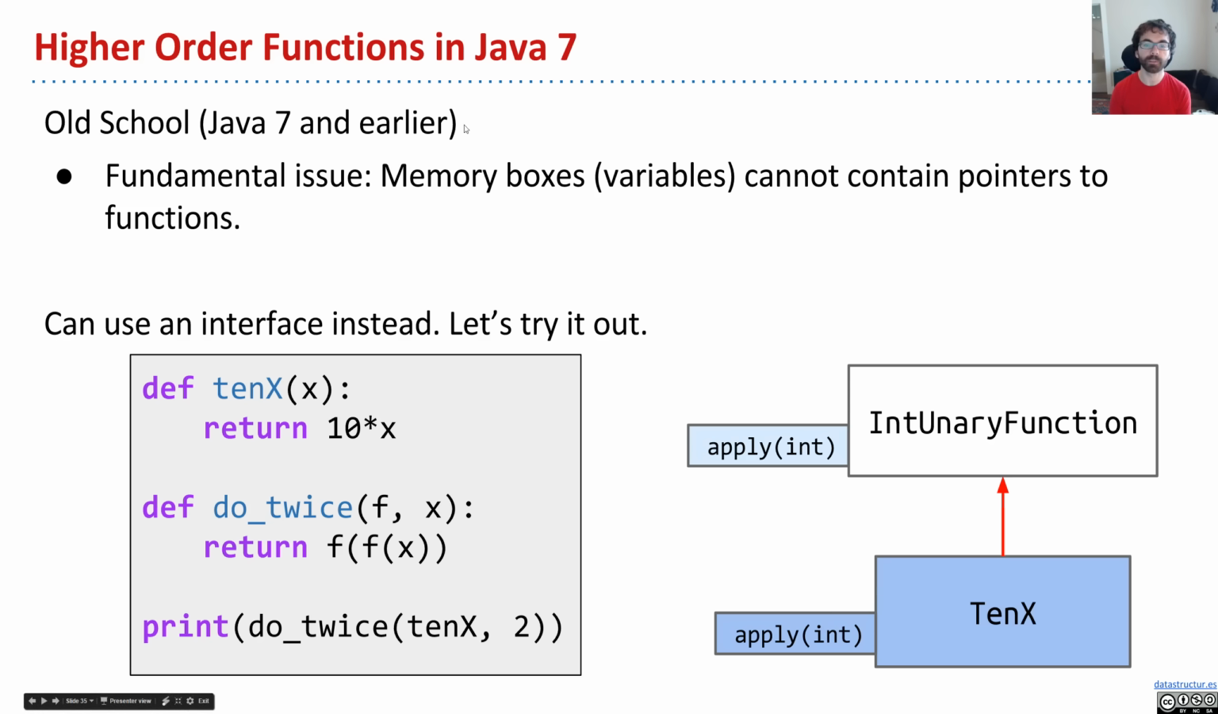And the fundamental issue was that memory boxes, or aka variables, they cannot contain pointers to functions in the old versions of Java. So we can't write a function that has function type here. Remember that in Java we have to do type checking, and there just was no type for functions. You couldn't do it. And so instead, the workaround was to take advantage of interface inheritance, where we would define some abstract functiony thing that doesn't have a specific function in mind, and then we would implement that class, and we would override some otherwise undefined method. Okay, and we'll see what that means in a moment.